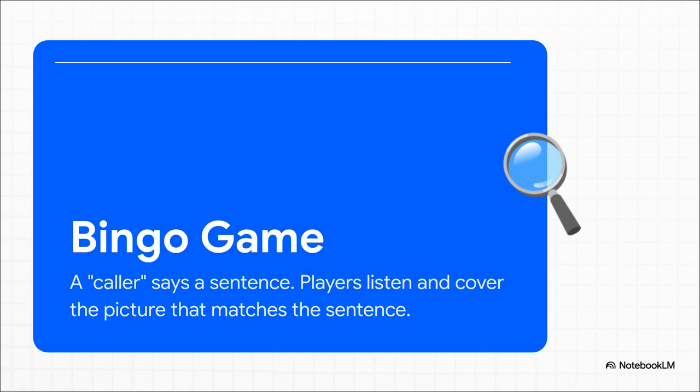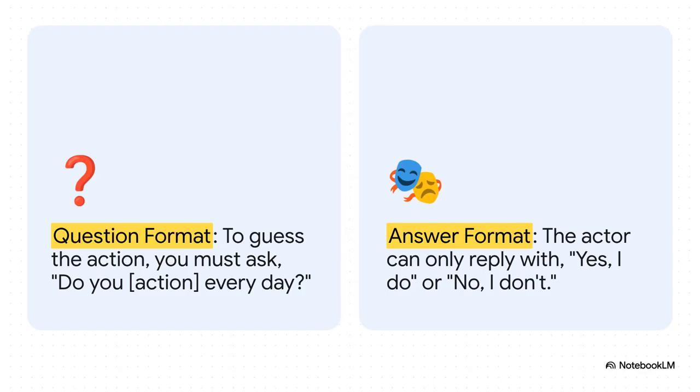So, for example, the caller might say something like, "She works in a hospital," and you would look for a picture of a doctor or nurse to cover. It's a really fun way to practice. Next on page 57, we've got a mime game. This one is always a good time.